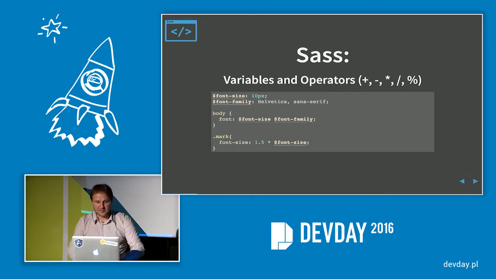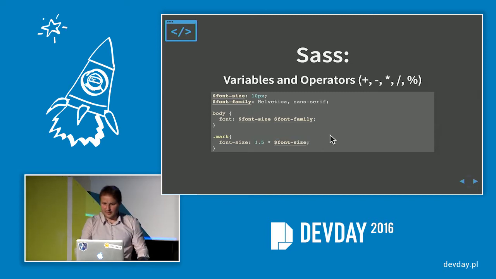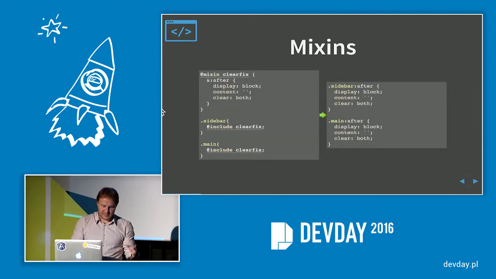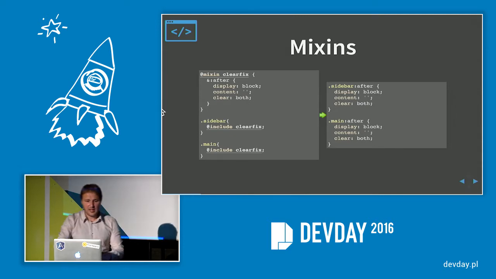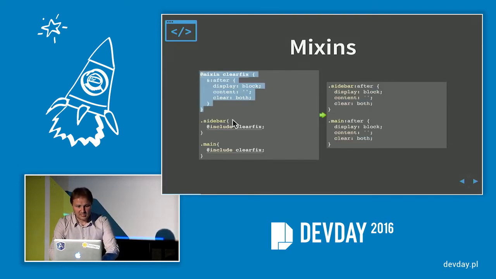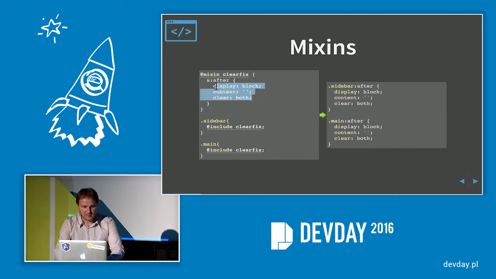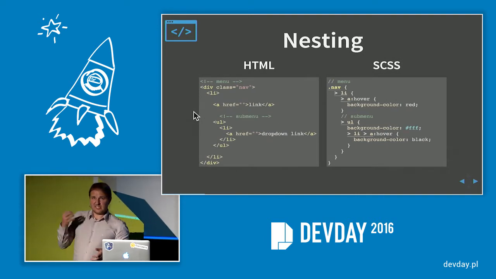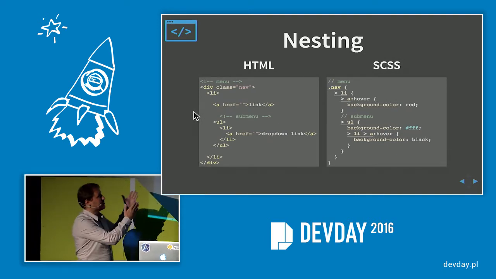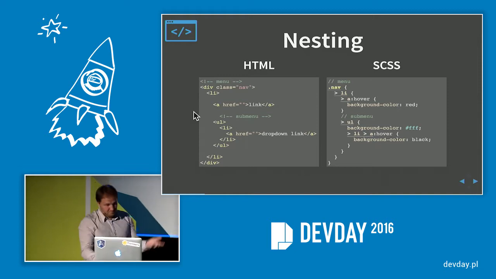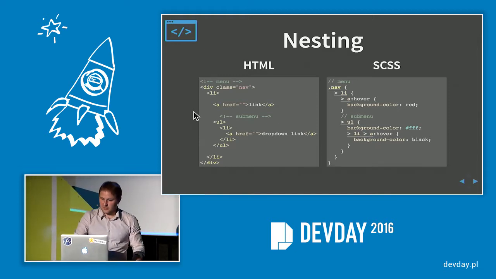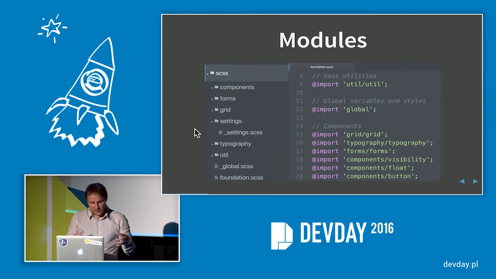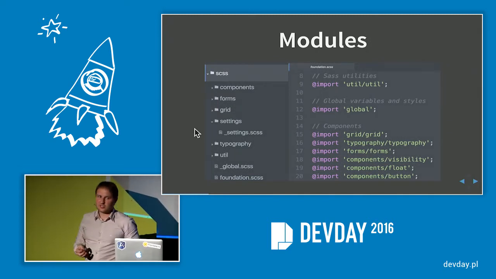So, variables and operators. What do we have in preprocessors? You can assign a variable and then use it or make some operations with it. Handy. The same with mixins. You just aggregate a bunch of properties, put them in some common place, and then just use them. So as soon as you change this in a common place, it changes everywhere. And nesting. Nesting is an answer to how to reflect your HTML structure in CSS, which actually makes our development easier as well.